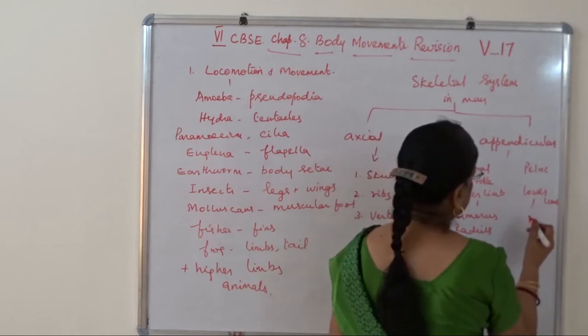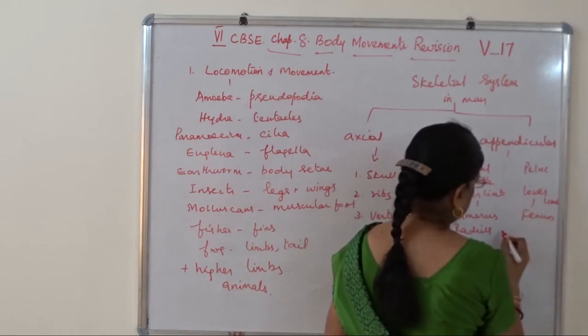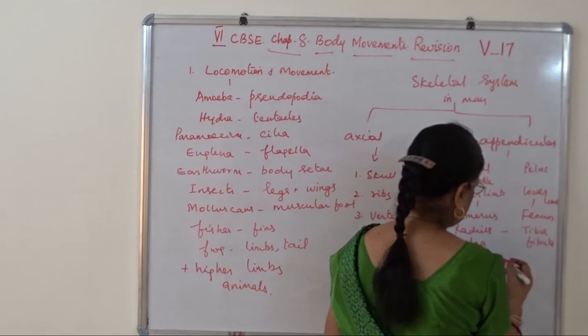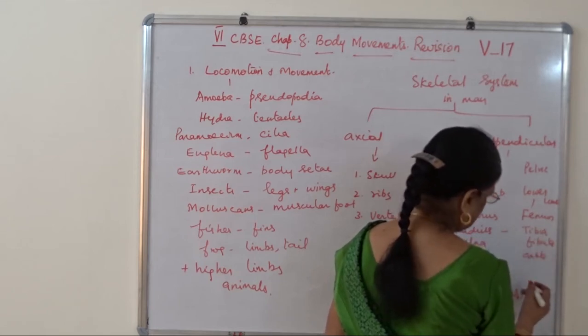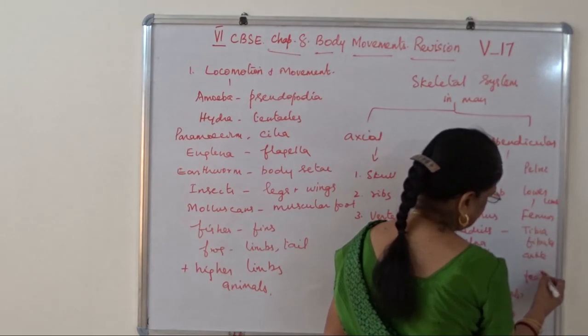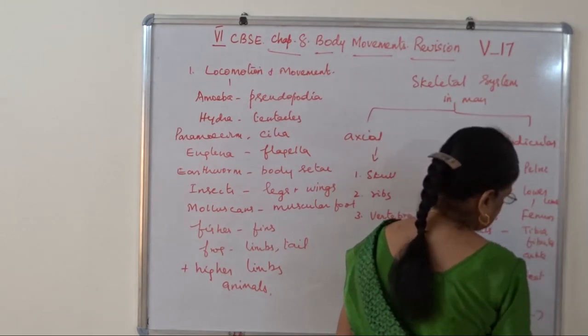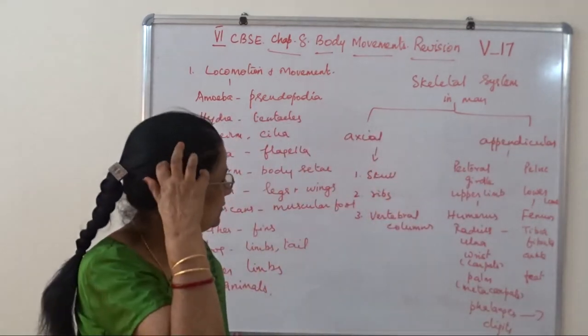Same way, it is femur, thigh bone, it is tibia and fibula, it is ankle, it is palm of the feet, toes, and then bones. I hope you understand this. Yeah? So now one by one I will tell you.